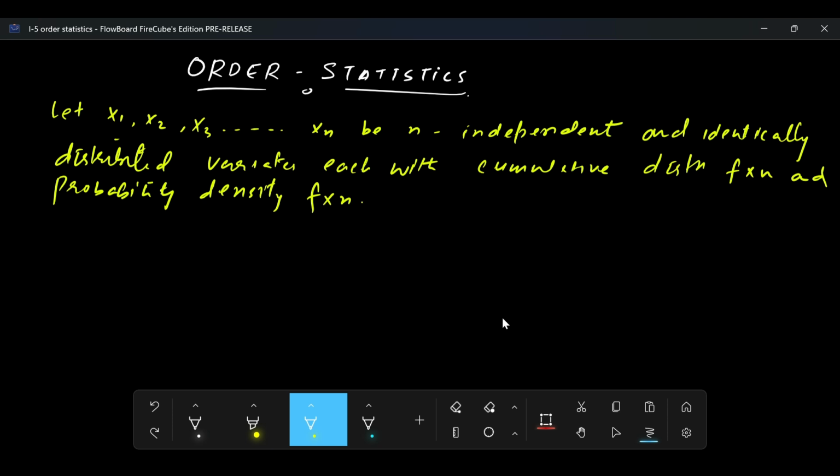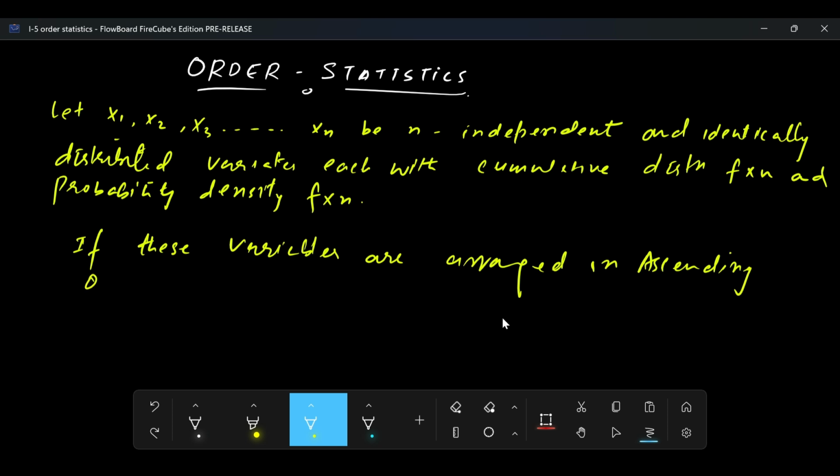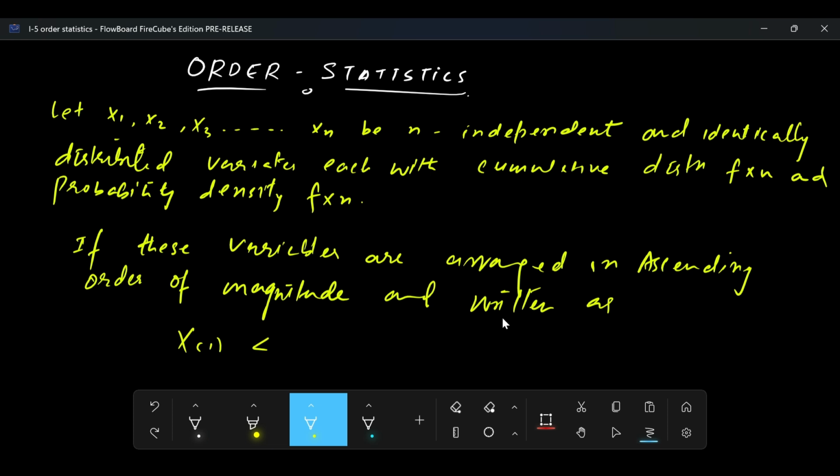If we have the random variables which are IID with cumulative distribution function and probability density function, if these variables are arranged in ascending order of magnitude and written as x1, x2, x3, x4 up to xn.